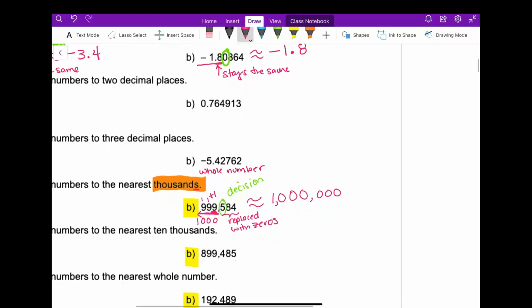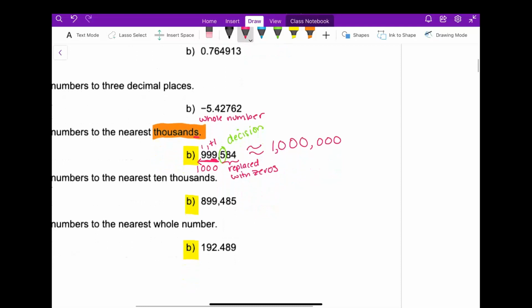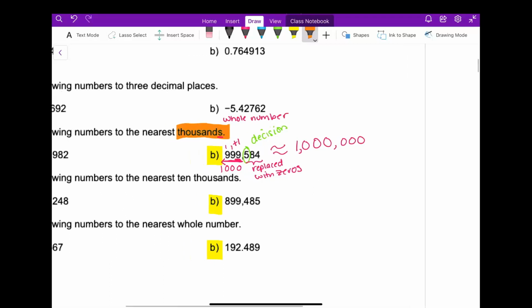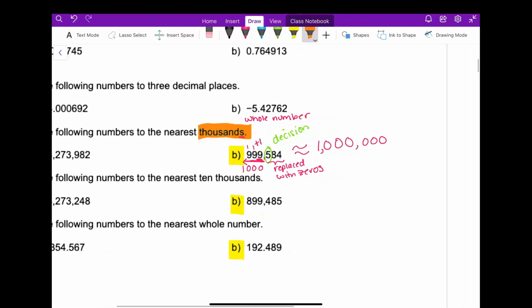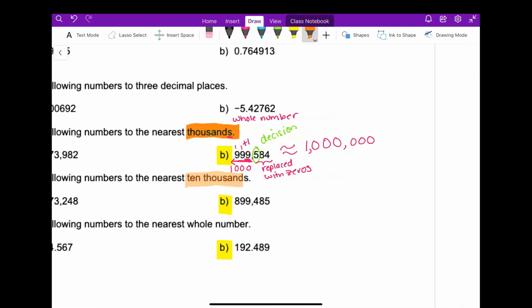Let's try the next one. We are also looking at B. Let's find our place value. It says round the following numbers to the nearest 10,000s. Important initial decision: is this a whole number or a decimal? This is a whole number again. So we're going to find the 10,000s place. The 5 is in the ones, the 8 is in the tens, 4 is in the hundreds, 9 is in the thousands, the other 9 is in the 10,000s, and then we underline from that 9 to the left, right?